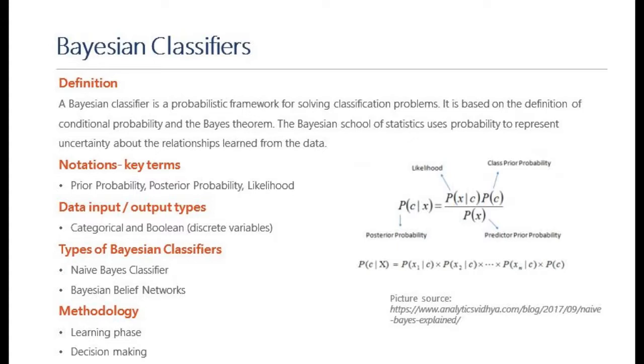So there are two types of Bayesian classifiers. We have the naive Bayesian classifier, or we can also have a network of Bayesian classifiers, the Bayesian belief network. In the methodology process, we have two main phases, which are the learning phase and decision making.